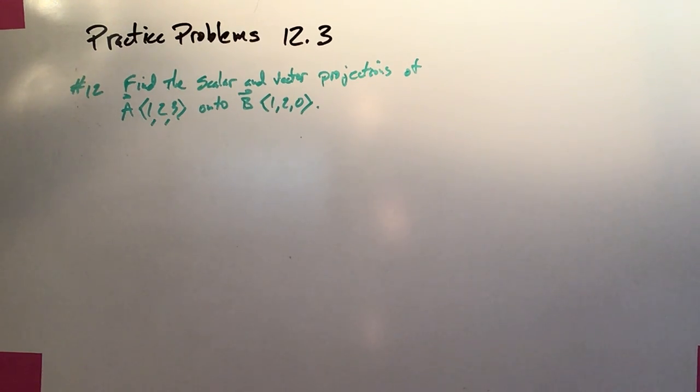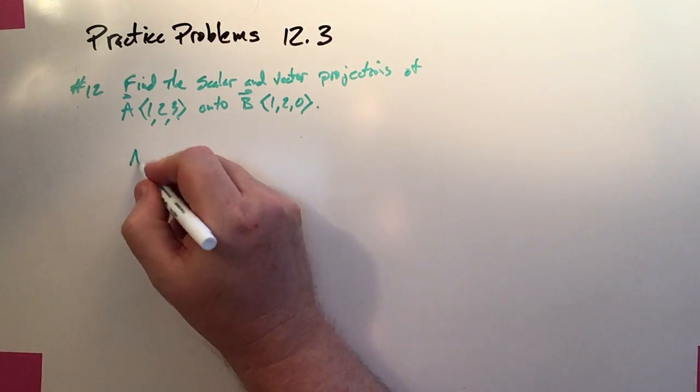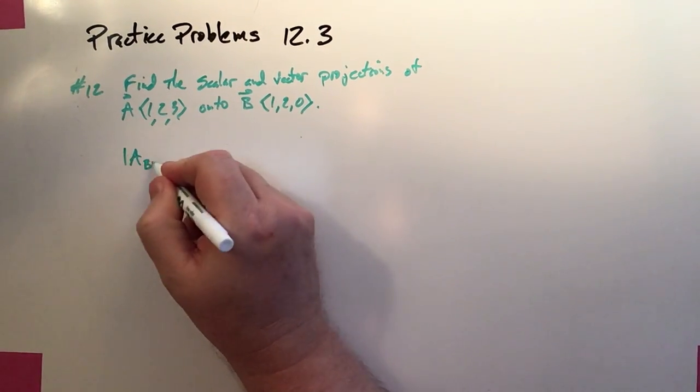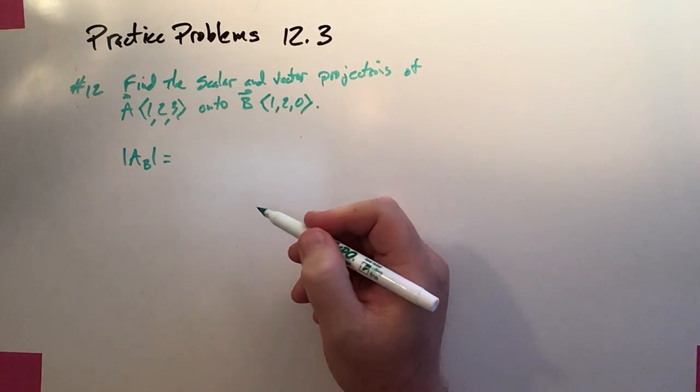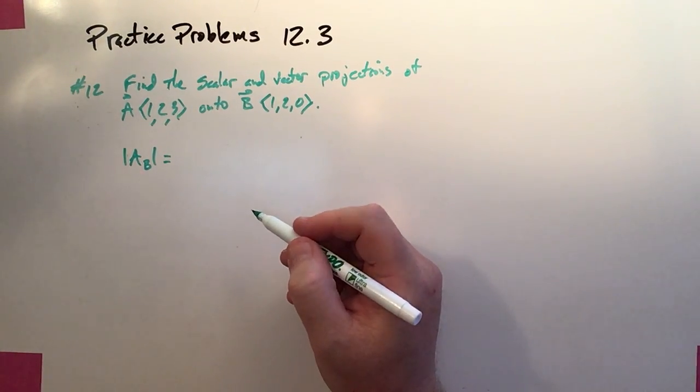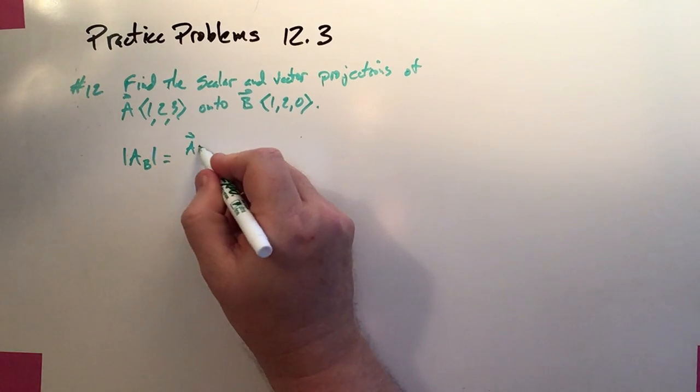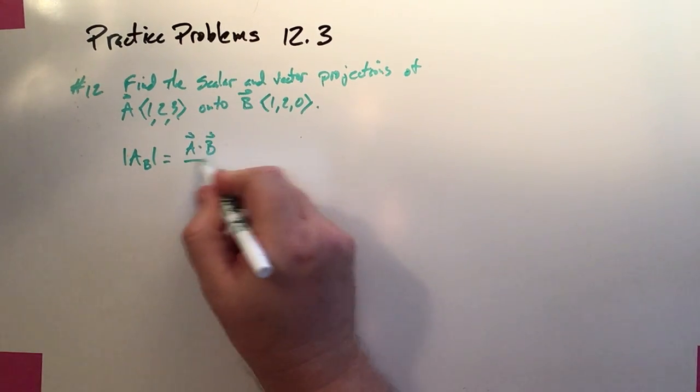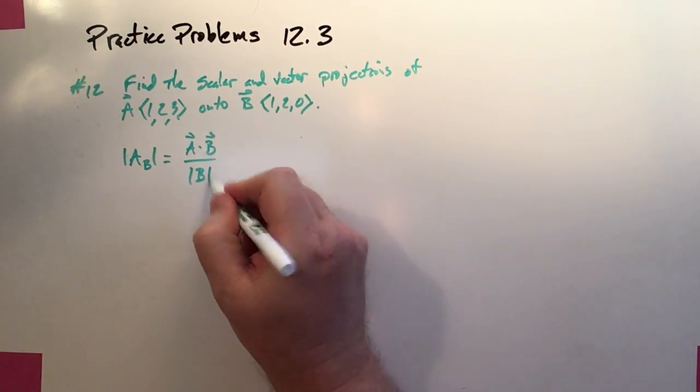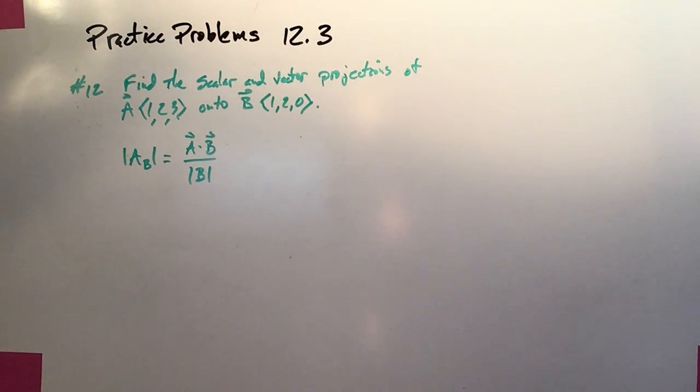Okay, in order to find the scalar projection of A onto B, what we're looking for is this. The length is always going to be equal to the dot product of A and B divided by the magnitude of B. And that will give me the length of the projection of A onto B. That's because that's what the dot product does: it calculates for me the magnitude of B times A projected onto B's magnitude.